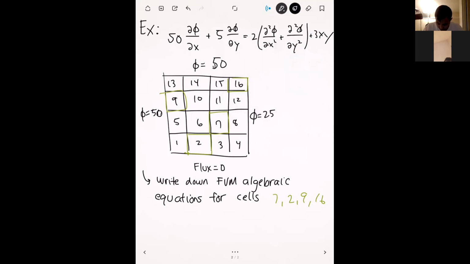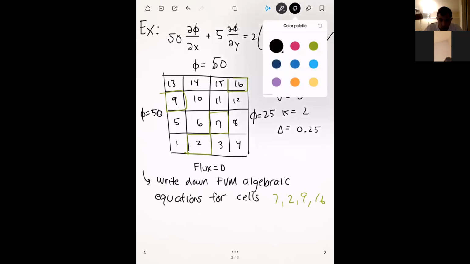Before we move forward, let's write down all the parameter values. Our u value, the x component of the velocity, is 50. Our v is 5, that's the y velocity. Our k here is 2. And we'll work with a grid spacing delta of 0.25. We're going to evaluate each of the integral expressions for each of the cells. So for cell 2, we're going to evaluate each of the 4 face integrals and then add them together in order to get the expression. Any questions on the setup for this example?